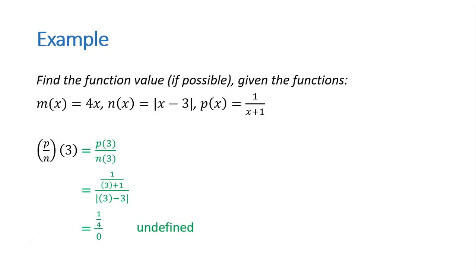So in this case, from the beginning, we can complete the algebra, but once we get to the end, we realize that the expression we have is actually undefined. Another way of saying this is that although 3 is contained in the domain for n of x and for p of x, it's not contained in the domain for p over n of x. Once we divide, having that n of 3 in the denominator becomes a problem because n of 3 is 0. So if we were to find the whole domain for p over n as a new function, 3 would be a value that's not included in that domain.